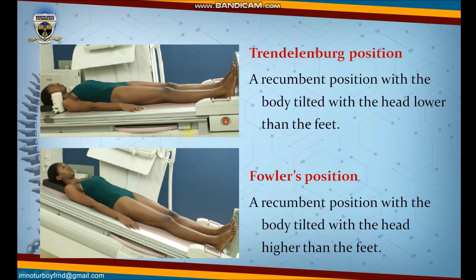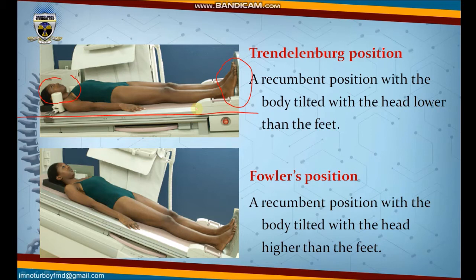Next, we have the Trendelenburg position. It is a recumbent position with the body tilted with the head lower than the feet. So this is the head of the patient, this is the feet of the patient. So the head is placed lower than the feet. In some examinations, in some contrast examinations, this position can be used. If the radiographic table can be tilted, then we can do a Trendelenburg positioning of the patient.